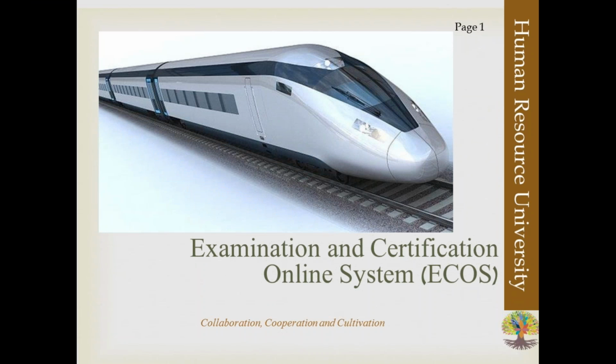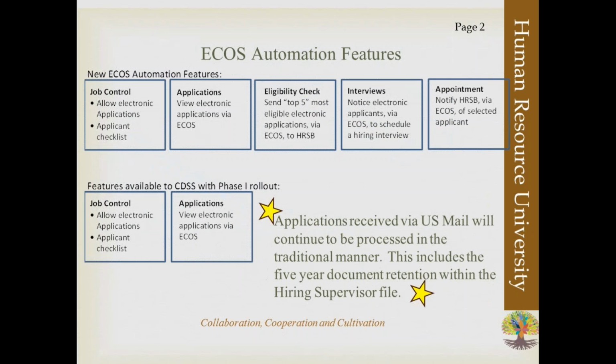We call it ECOS. ECOS is a result of the Civil Service Improvement Mandate initiated by Governor Brown to make access into state government easier for applicants and more efficient for the departments to manage. There are multiple modules within ECOS. We have released the first two.